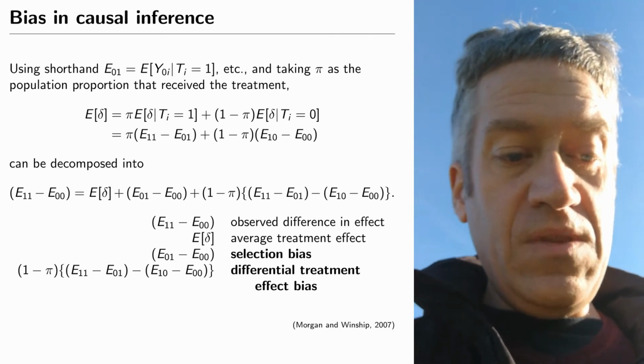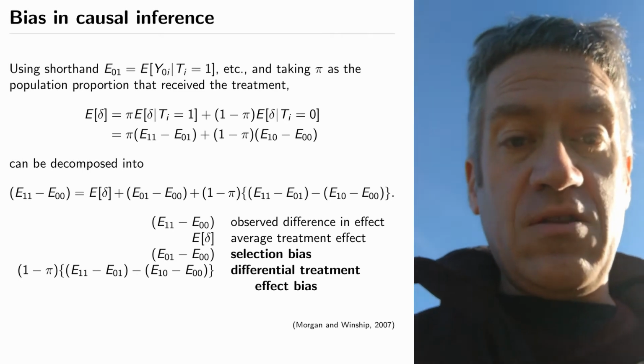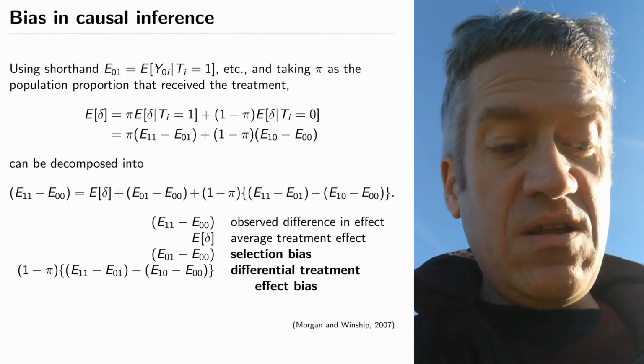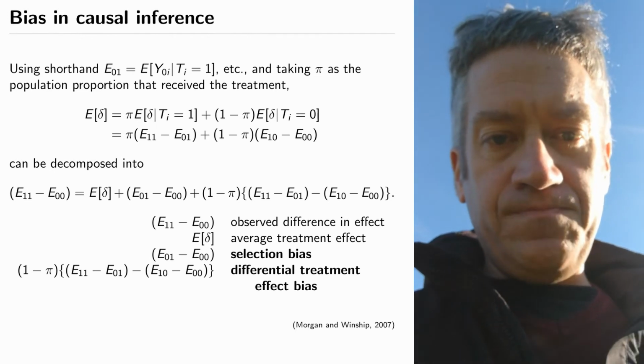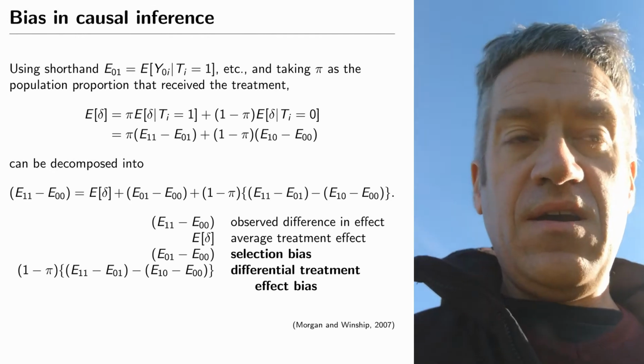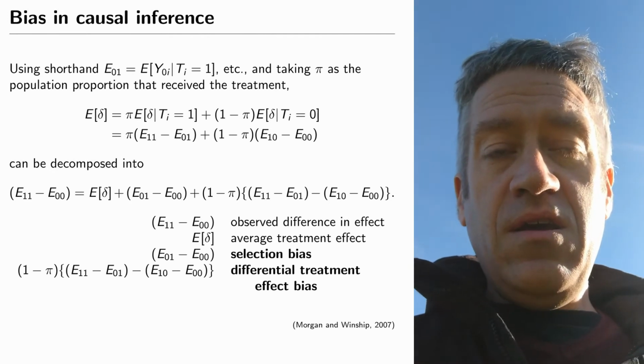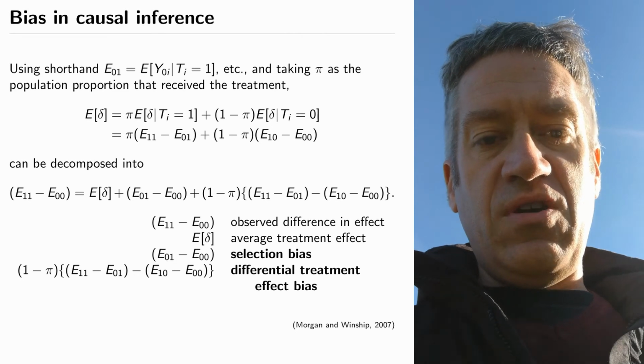And we can roughly separate that in two parts. The first is E01 minus E00. This is the difference in salary without a college degree for those who have a college degree and those who do not have a college degree.